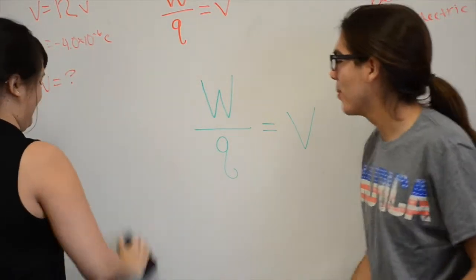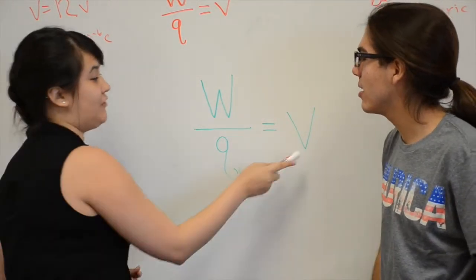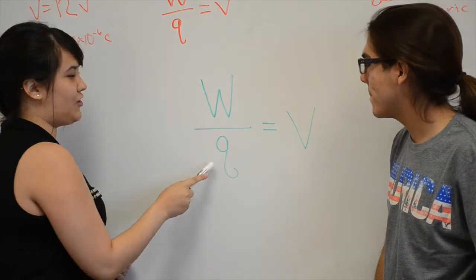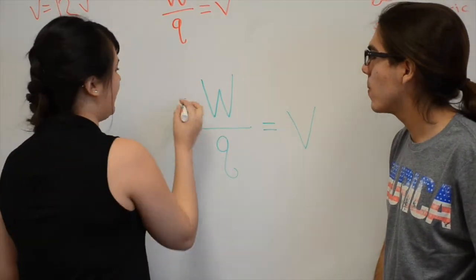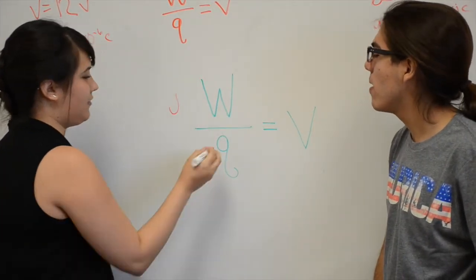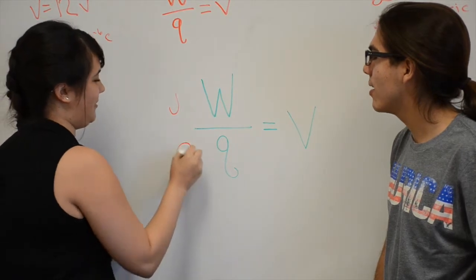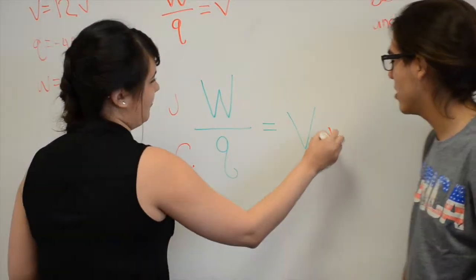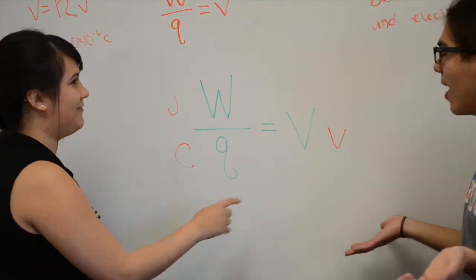Hey, Brenda, what's this? This is an equation for voltage. This is work over charge. Work units are joules, charge units are coulombs, and voltage is volts.